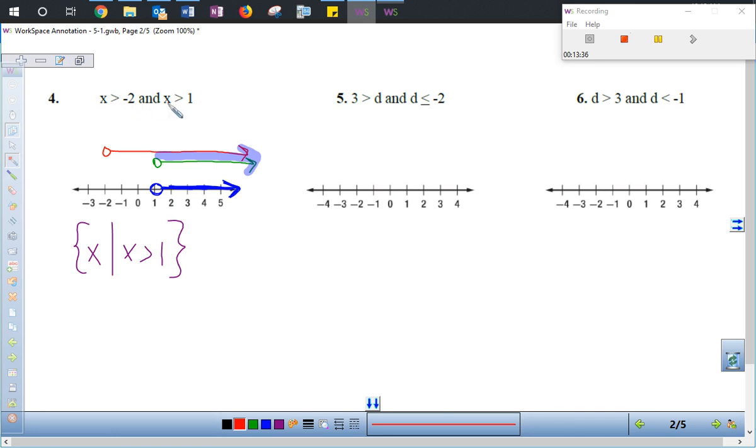So here's the problem, here's the solution. The problem was I need a number that's greater than -2 and greater than 1, and my solution is any number greater than 1 works. Let's try it on number 5.